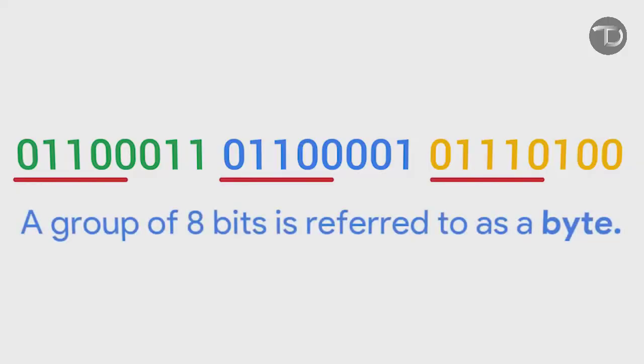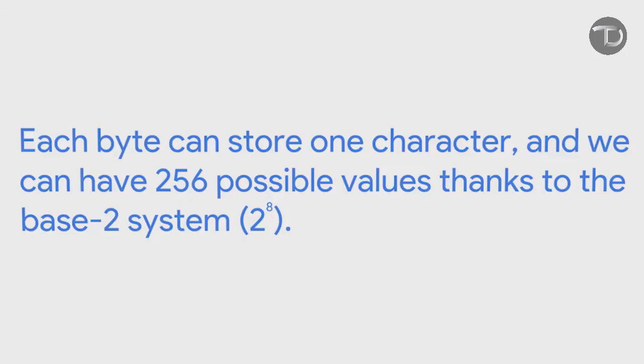You should know that a group of 8 bits is referred to as a byte. So a byte of zeros and ones could look like 100111011. Each byte can store one character, and we can have 256 possible values thanks to the base 2 system, 2 to the 8th. In computer talk, this byte can mean something like the letter C. And this is how computer language is born.